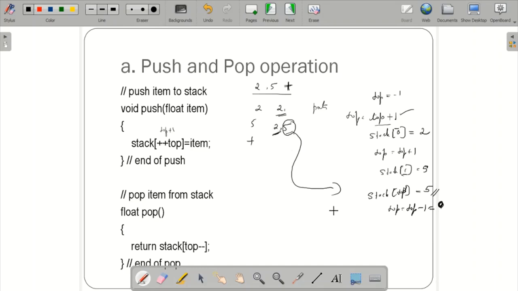Next, again return stack. I need to pop 2 operands, right? So return stack top minus 1. Again, what is there in stack top needs to be returned.